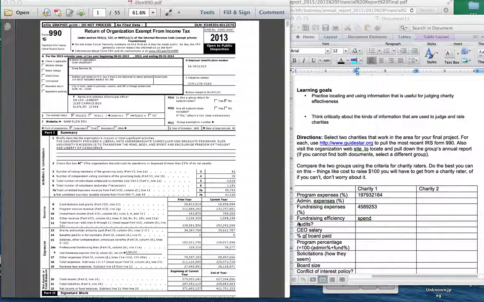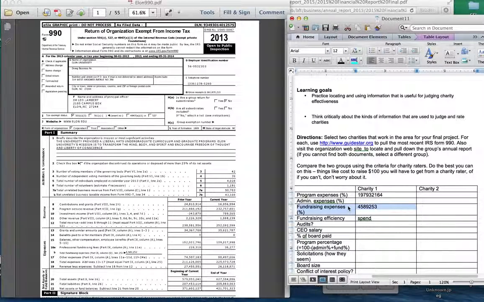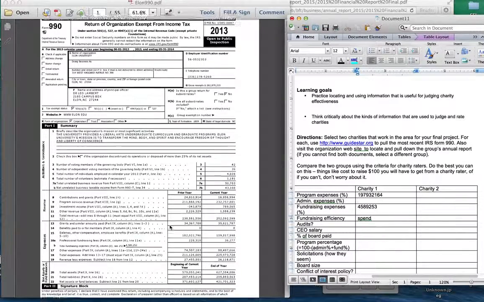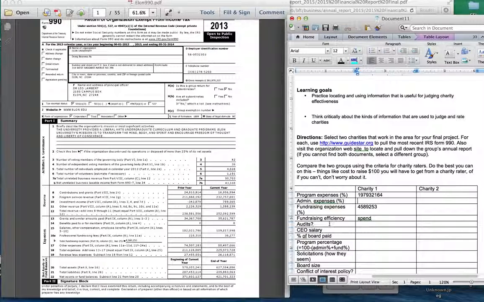So I need to find out some things about Elon, and so you'll see I've already filled in some of the blanks here, and I just found this information right here on the 990 form. So starting with fundraising expenses, you can find that on page 1 of the 990. It's just line 16B right here, and that was $4,589,253. I'm just putting raw numbers in here right now, but I'll go back and calculate the percentages in a minute.